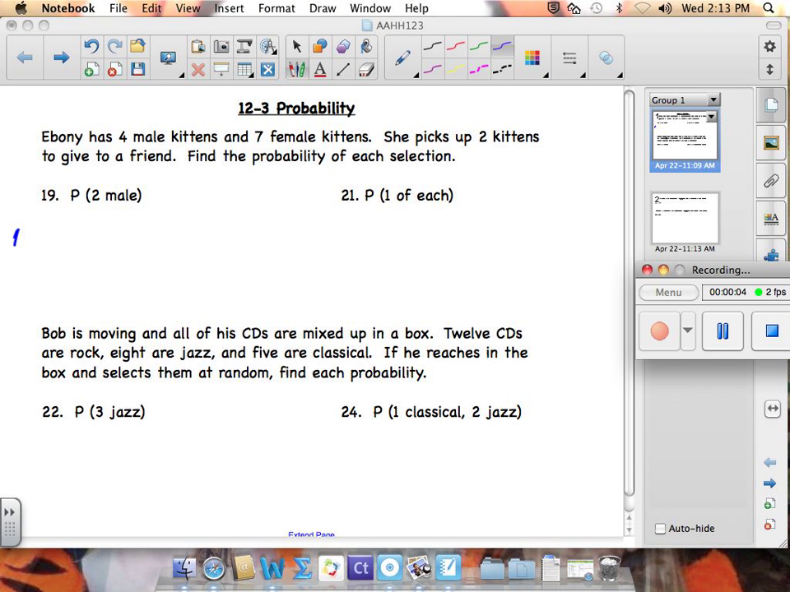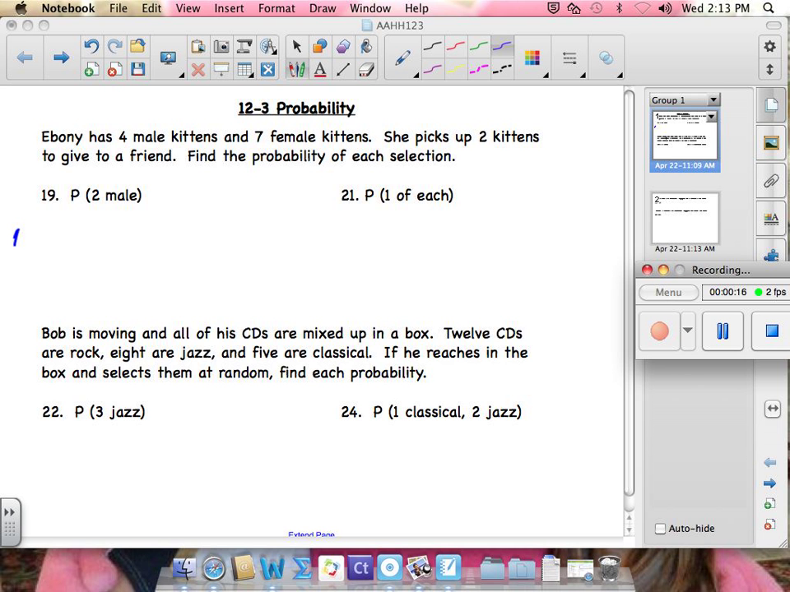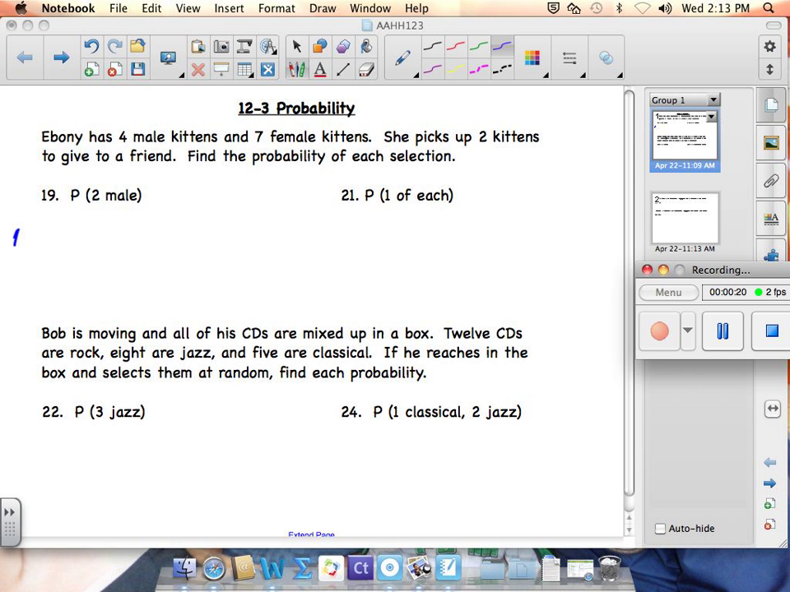In lesson 12.3, we finally get to probability, where we look at what we want to have happen in the top of the fraction and what could happen in the bottom of the fraction. In number 19, we have Ebony, who has 4 male kittens and 7 female. She picks up 2 of them to give to a friend. Find the probability of each selection.